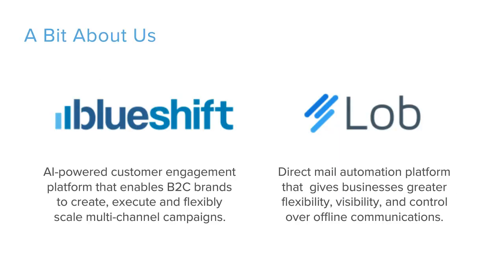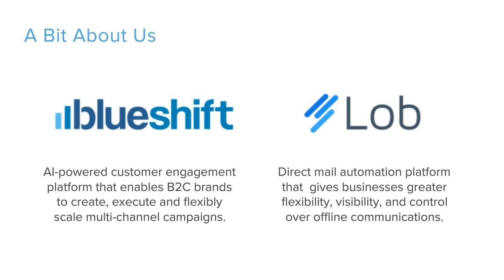So before diving in, it's probably worth just introducing ourselves. Certainly some of you may be familiar with Blueshift, some of you may be familiar with Lob, and some of you may not be familiar with these. So quickly, as an introduction, I'm Michael Peach. I lead product marketing for Lob. Lob is a direct mail automation platform that gives businesses better visibility, flexibility, and control in their offline communications.